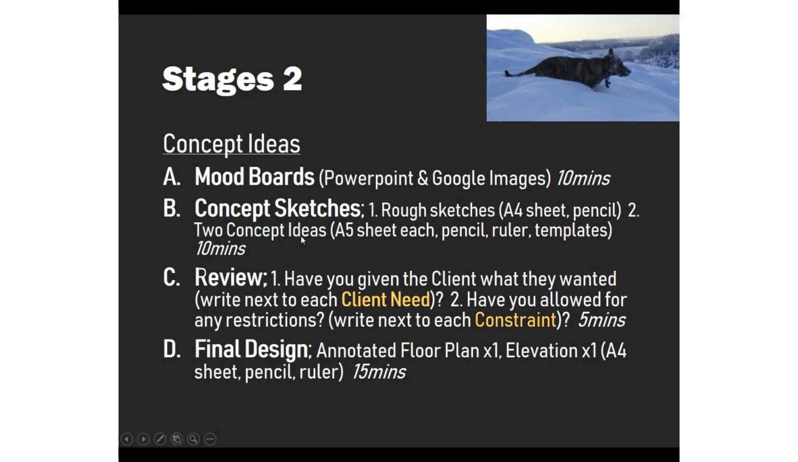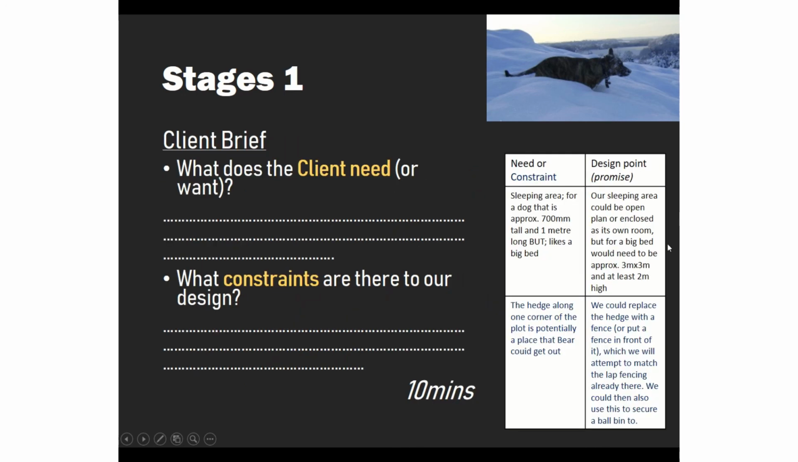So all you need to do is go back to your client brief, and next to whatever you've promised in here, you're just going to put yes or no. So if you promise something here, for example that the big bed would need to be 3 metres by 3 metres, and the space above it at least 2 metres high, if we've done that in one of our designs, we just put yes. On the other one, we put yes, or we put no if we haven't done it.